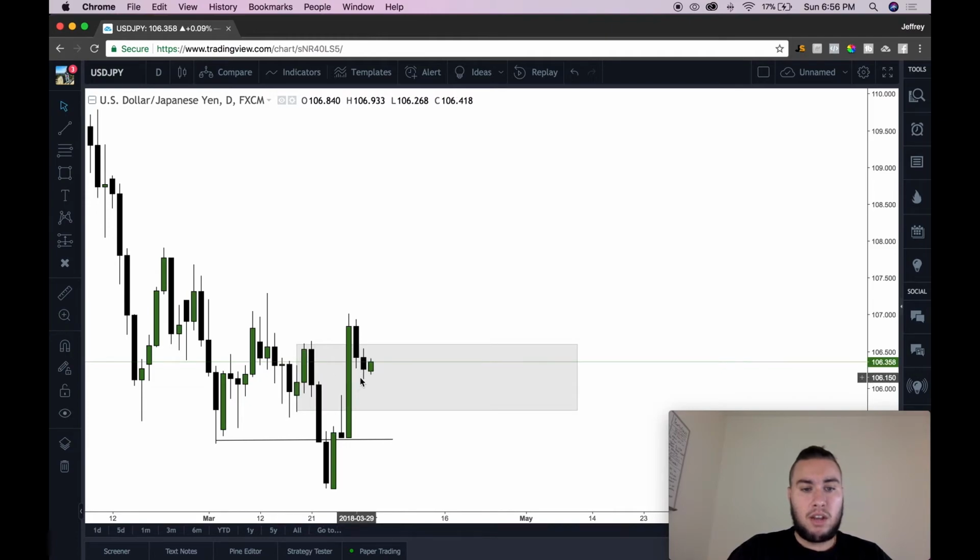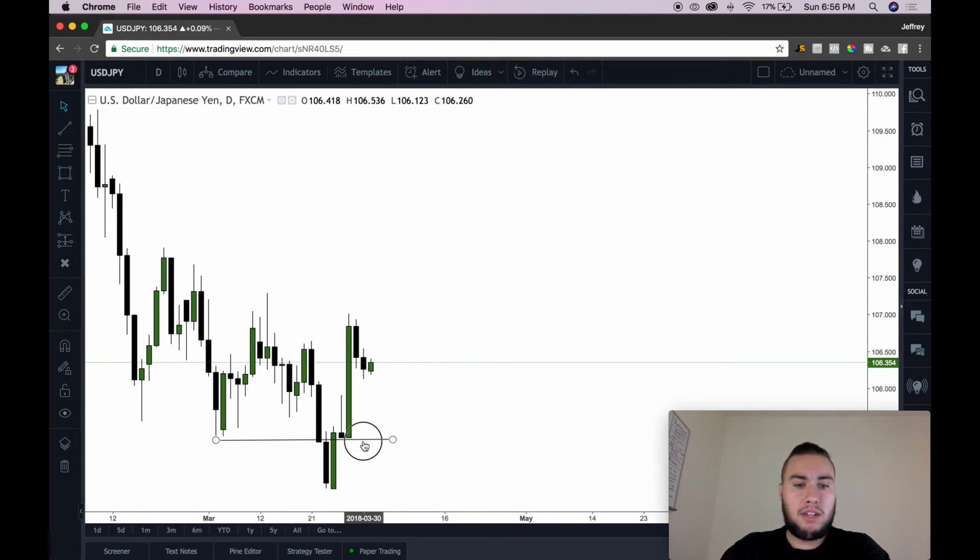Hypothetically speaking, I would get long here, put my stop loss below here, and target each swing high going forward for a continued uptrend. So that's how you would get on board as the reversal is unfolding, if there is a reversal happening in this pair.